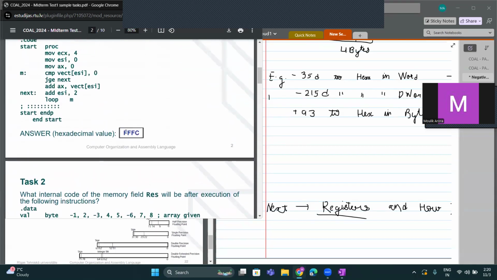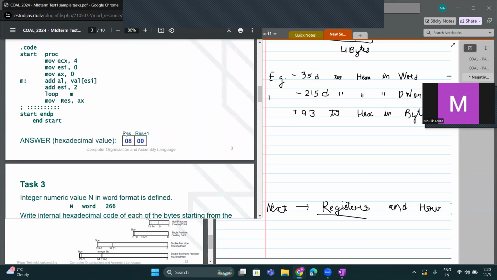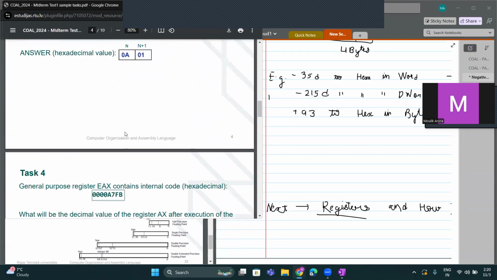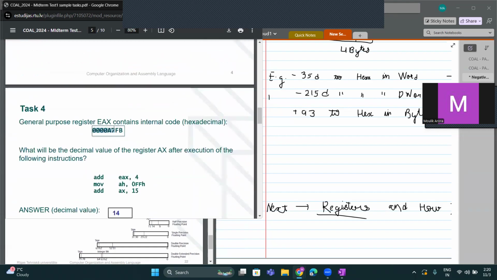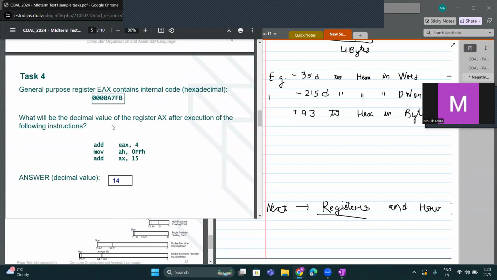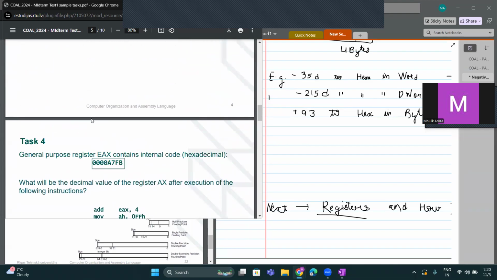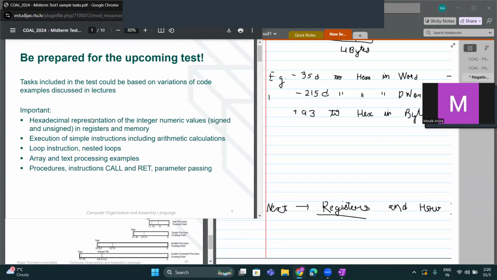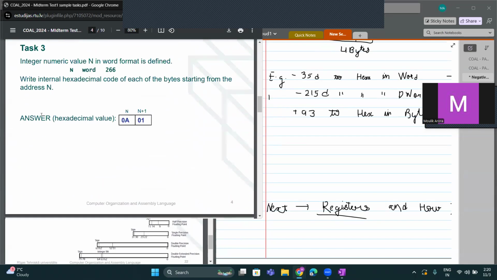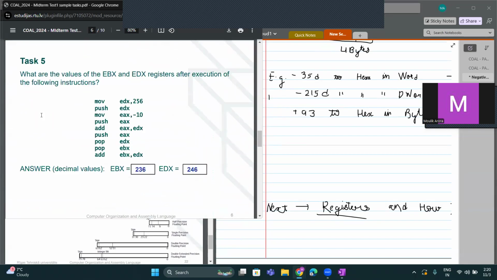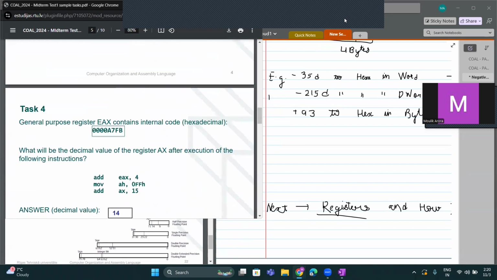Like here you can see FFC hexadecimal is very important to know, and you can see 0A, 01, and here as well A7FB. In the next video I will represent memory in hexadecimal, and you will be able to solve tasks 1, 2, 3, and 4. Okay.